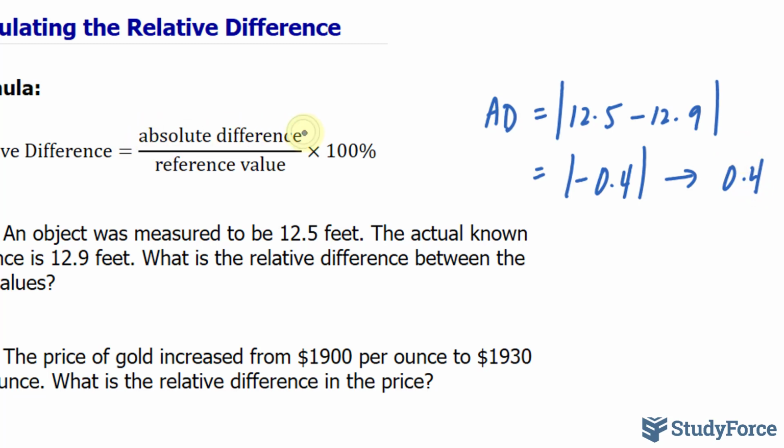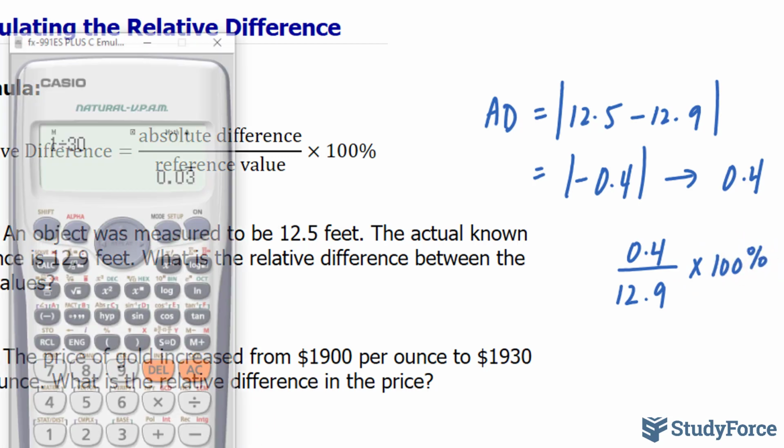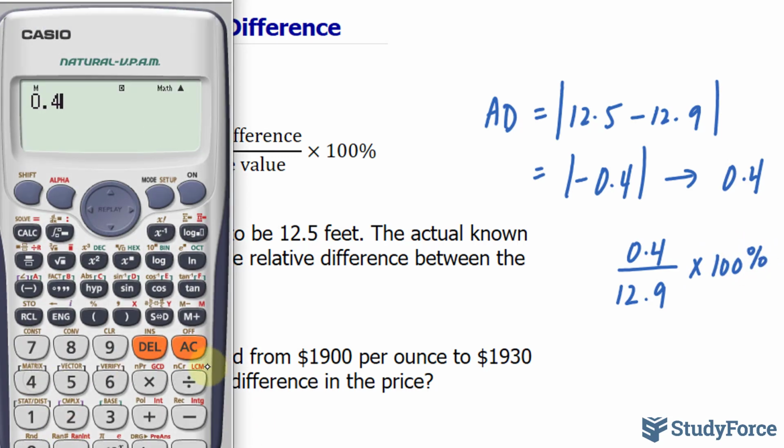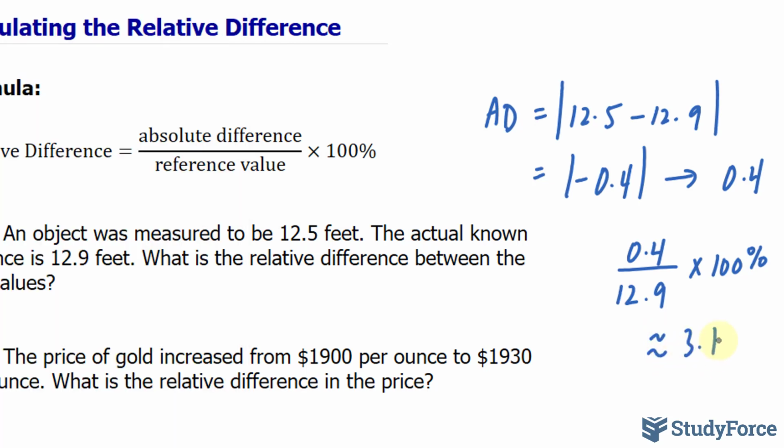So we found the absolute difference part at the top, 0.4. And now we'll divide that by the reference value, which was our actual, being 12.9. And whatever that is equal to, we multiply it by 100%. Let's go ahead and use our calculator. 0.4 divided by 12.9, that should give you a value that looks like that on your calculator, times 100, and we end up with a relative difference of roughly 3.1%.